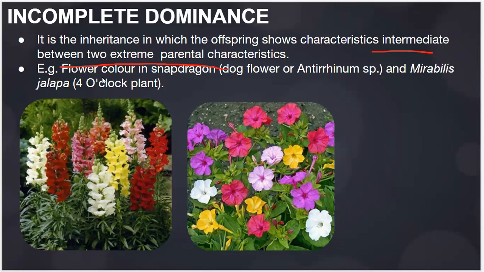plant. You have 2-3 examples over here: 4 o'clock plant, flower color in the snapdragon plant, another name is dog flower or Antirrhinum species. You need to know the example thoroughly. It is one of the most commonly asked one-liners or MCQs in exams. This is the plant example which shows incomplete dominance, and another example is Mirabilis jalapa. Another name for Mirabilis jalapa is 4 o'clock plant.